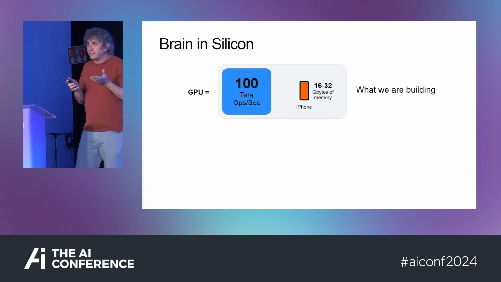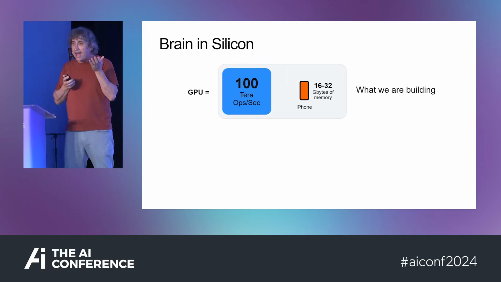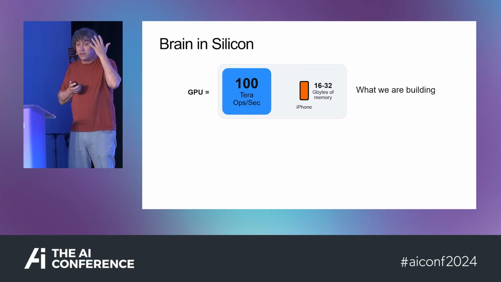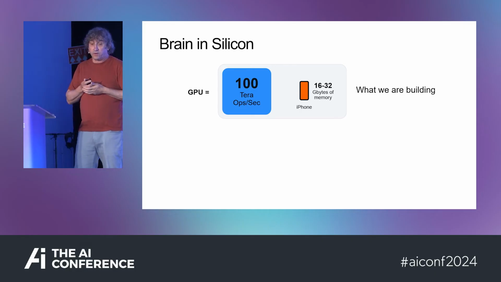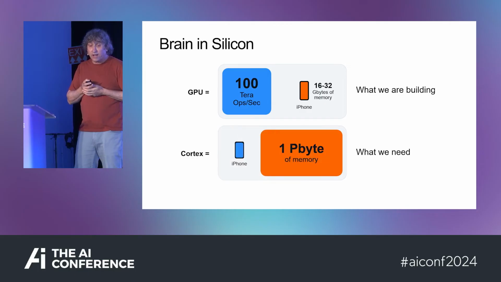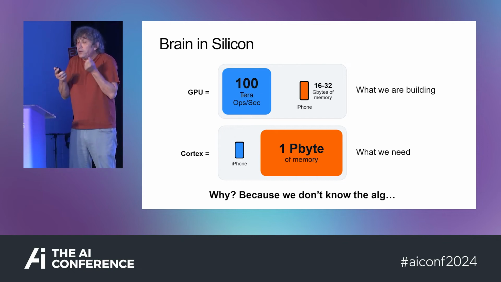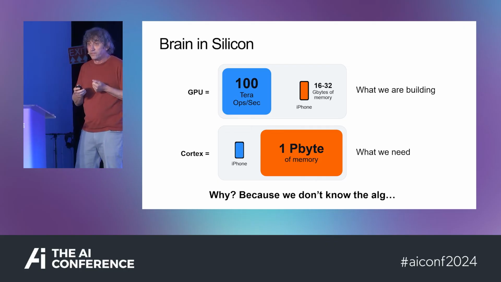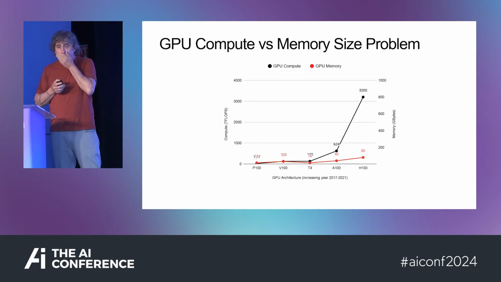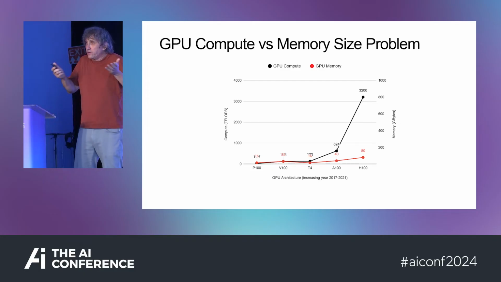So what is it that I'm trying to say? What I'm trying to say is this: what we're building right now is essentially something that does, let's say, 3,000 teraops of compute on about an iPhone of memory. But what we need is an iPhone of compute on a petabyte of memory. So we're building the wrong thing, and we're building the wrong thing because we don't know what the algorithm is. Not knowing the algorithm has brought us to this place. But we're moving ahead.